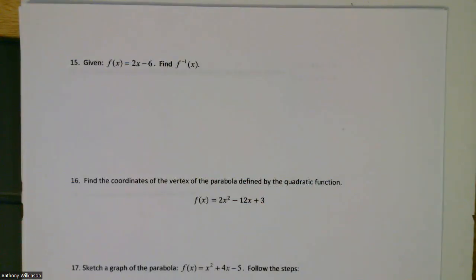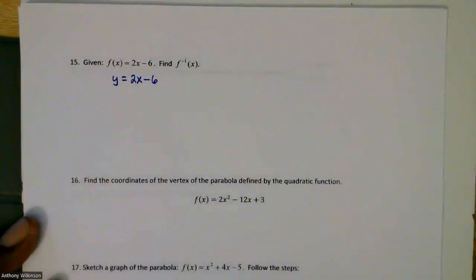Number 15 is a function f of x equal to 2x minus 6, and we want to find the inverse of that function. Well, there's a 4-step procedure for finding the inverse of any function. And that is, we first take that f of x expression and change it to y. So it'd be y equal to 2x minus 6. Replace f of x with y. That's the first step. The second step would be to interchange x and y.